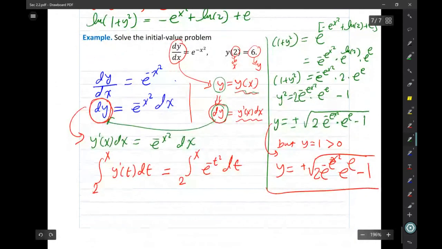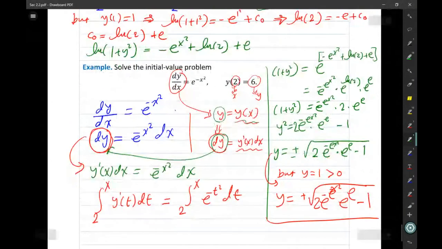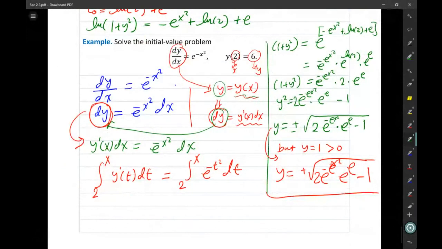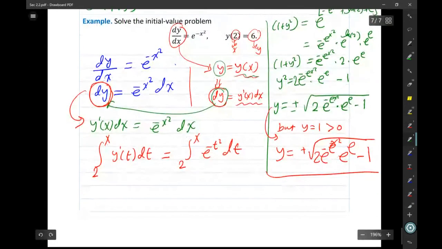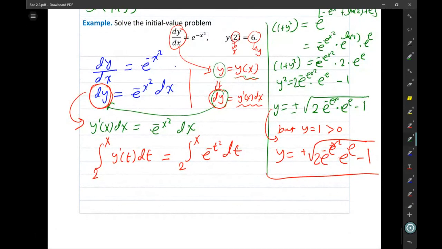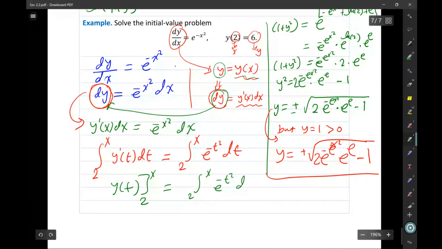Now, according to the value, x starts from 2. In calculus 1, when you study the second fundamental theorem of calculus, integrate here from 2 to x: the integral of y prime t dt is equal to the integral from 2 to x of e to the minus t squared dt. All right? What's the derivative of the integral of y prime of t dt? It is y of t, with boundaries from 2 to x, equal to the integral from 2 to x of e to the minus t squared dt.